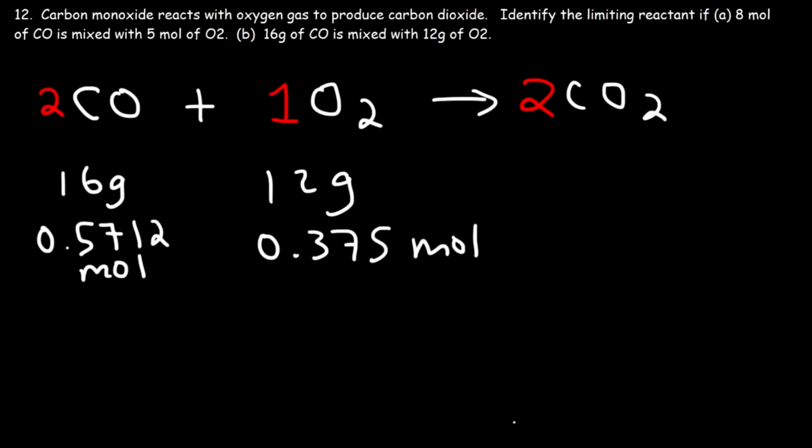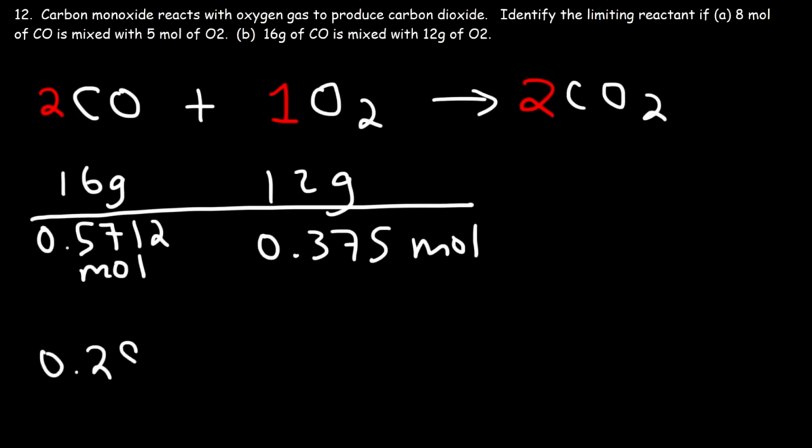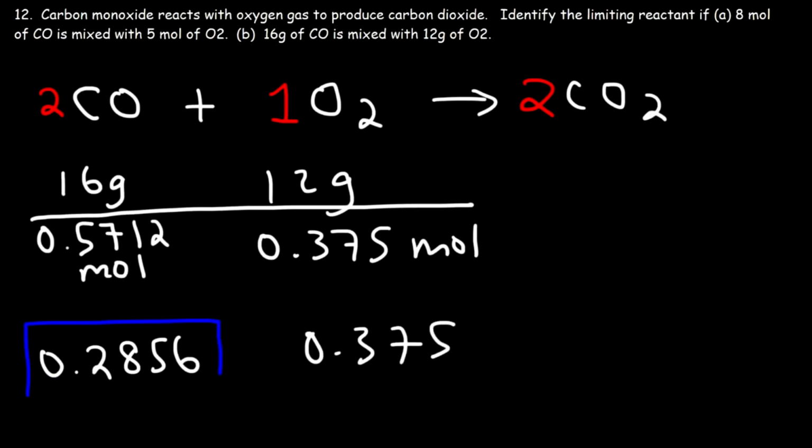So now that we have the moles of each reactant, we can calculate the mole per coefficient ratio. We have a 2 in front of CO, therefore we need to divide this number by 2. So 0.5712 divided by 2 is 0.2856. And if we divide the other number by 1, we're just going to get 0.375. So once again, CO has the lowest mole per coefficient ratio. Therefore, CO is the limiting reactant, O2 is the excess reactant.